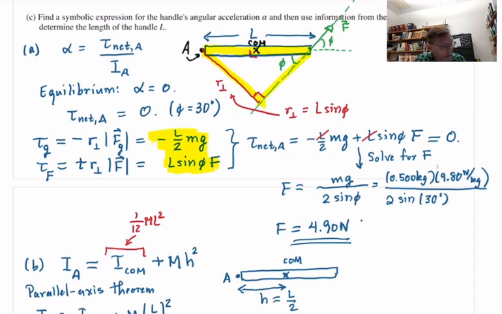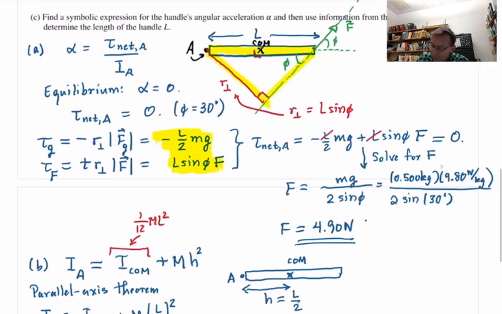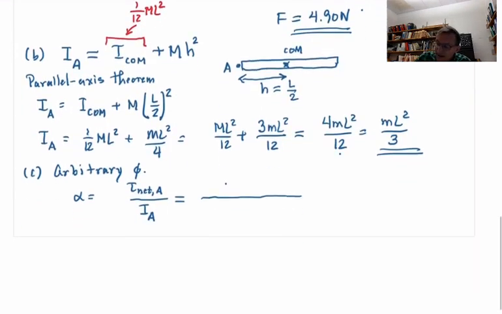So I'm just going to write those symbolic expressions because I need the net torque. So I need tau grav plus tau f. I'm going to write it like this: FL sine phi, that's tau f, and minus mgl over 2, tau grav. Okay, I use those symbolic expressions, and now I can put in any phi I want.